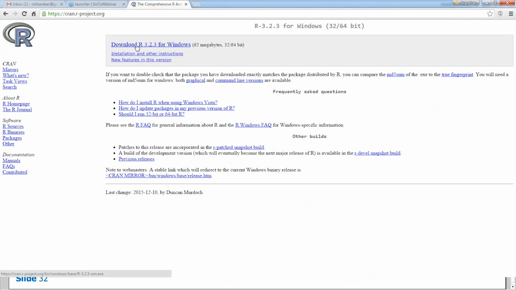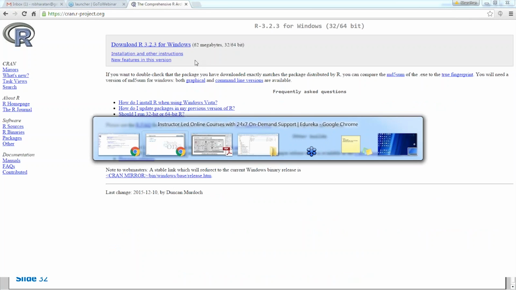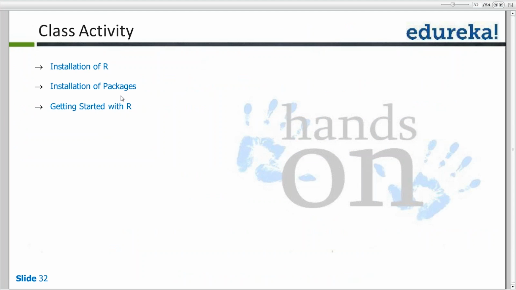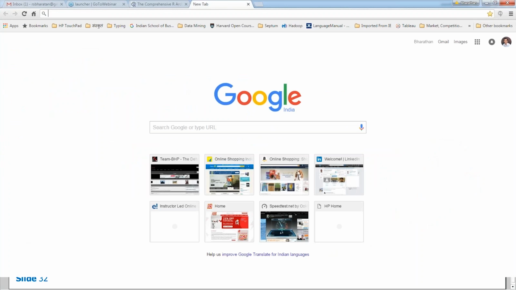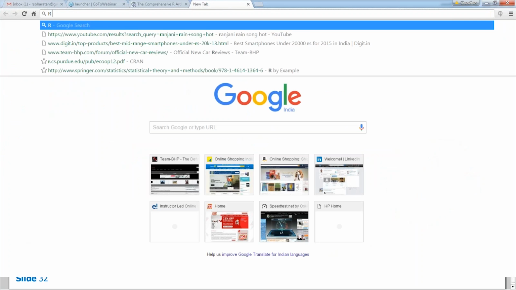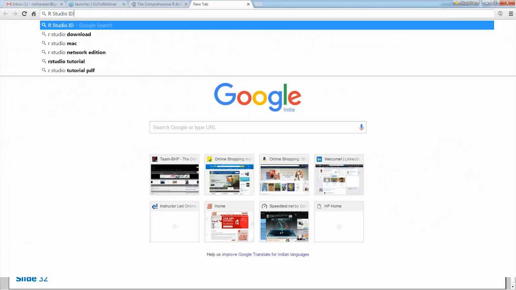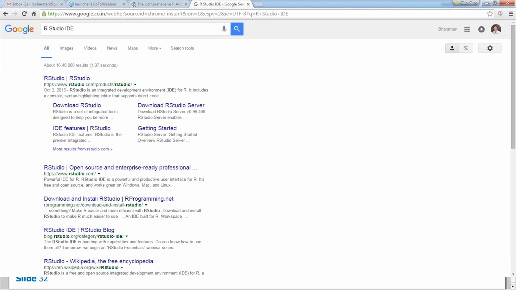So look at the version of R we are currently in. It's 3.2.3, right? That's the latest version of R in work currently. Okay, so after you've installed R, what you would also have to do is to download the RStudio IDE from the RStudio page, rstudio.com page.